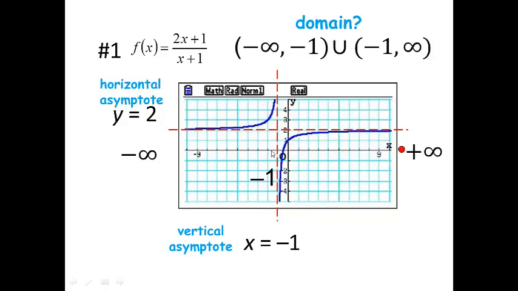You can see that the vertical asymptotes will cut your domain into sections. In this case, there's one cut, so there will be two pieces. If we had two vertical asymptotes, it would cut my domain into 3 pieces.